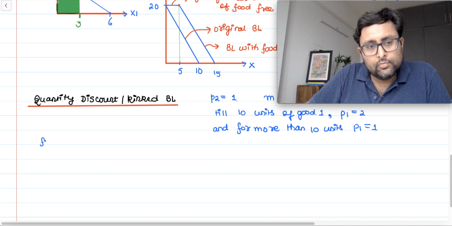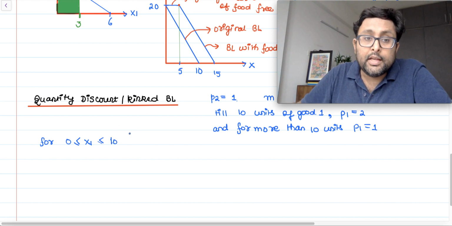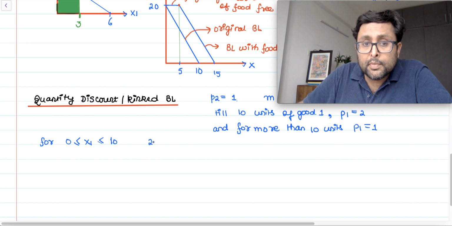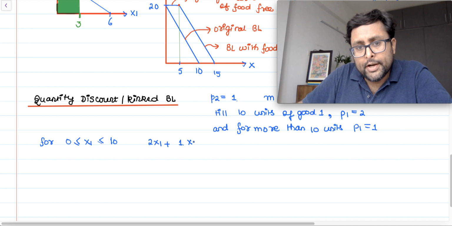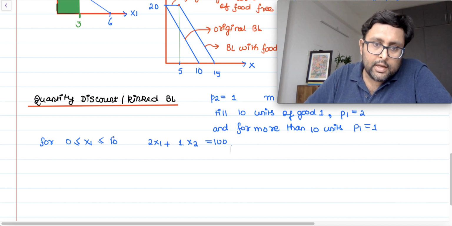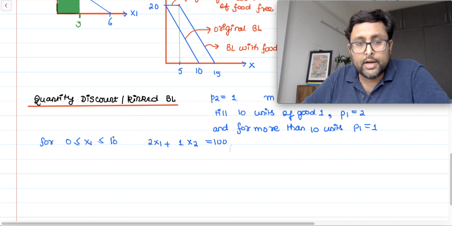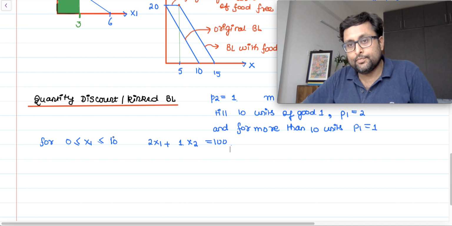So for 0 less than or equal to x1 less than or equal to 10, the budget line would be what? 2x1 plus 1 into x2 equals 100, right? This is the budget line for up to 10 units. But if you want to buy more than 10 units, what will happen?